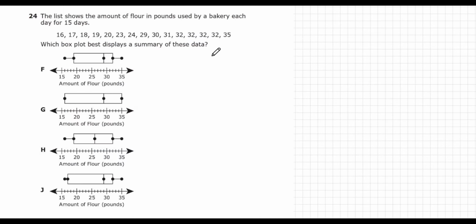Question number 24. The list shows the amount of flour in pounds used by a bakery each day for 15 days. Which box plot best displays a summary of these data? To determine which one best displays the data, we divide the data set into quarters and take the medians of those, and the min and max of the two ends. Hence we have 15, 19, 29, 32, and 35. That matches with the F option, hence F is the correct answer.